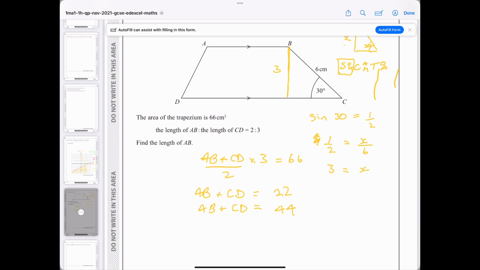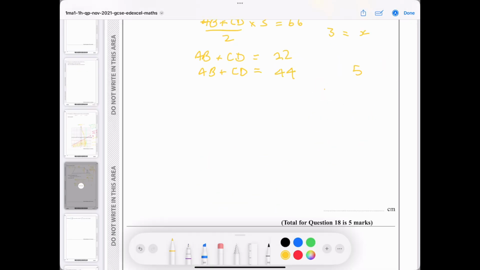So now we know AB plus CD is 44, and dividing by 5 parts gives 8.8. So AB must equal 2 times 8.8, and CD must equal 3 times 8.8. So that would be 16 plus 1.6, which is 17.6, and this would be 24 plus 2.4, which is 26.4. So AB is 17.6.